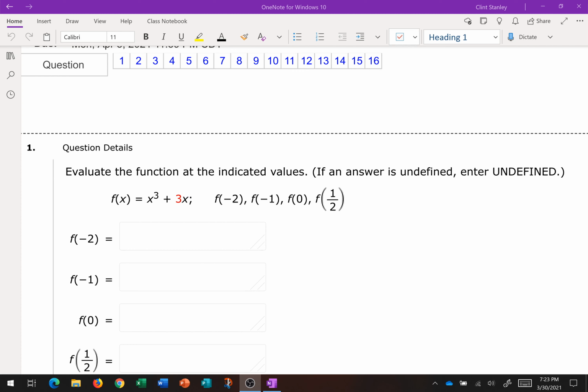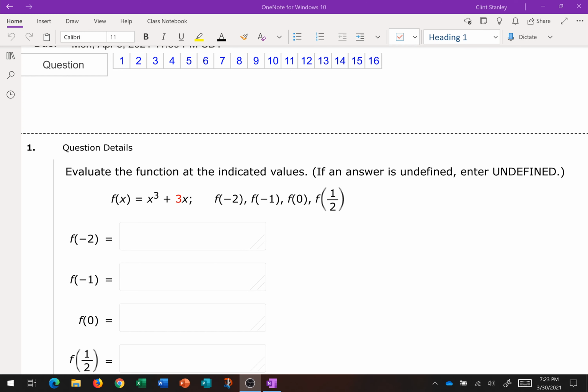A lot of you didn't attempt the practice test last time, and that's really not a good idea. It's a really good study tool, so you want to make sure you can work through the practice test. That way you can be confident when you get to the real test. Okay? So number one, let's see here.